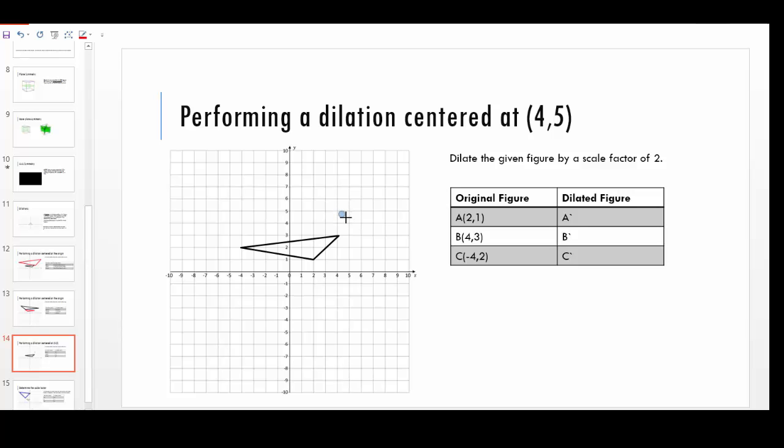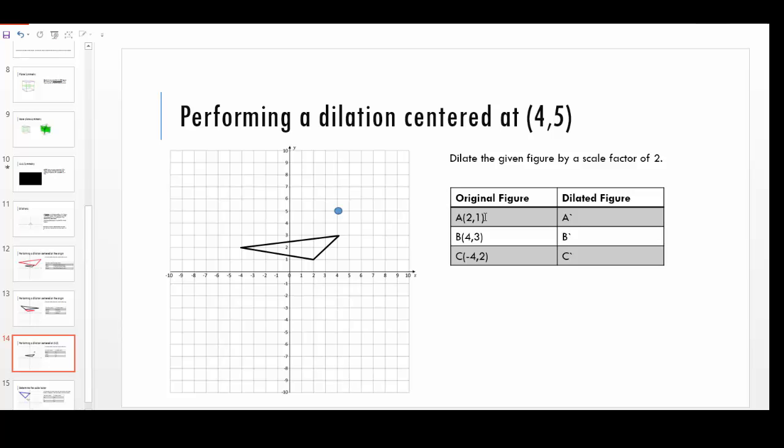Make that a little bit larger. So now 4, 5 is right here. So that's our center of dilation, this point. So now when we look at these points, we want to do the same thing. We want to count the distance from the vertex to the center of dilation. And then in this case, we're going to multiply the distance by a scale factor of 2.